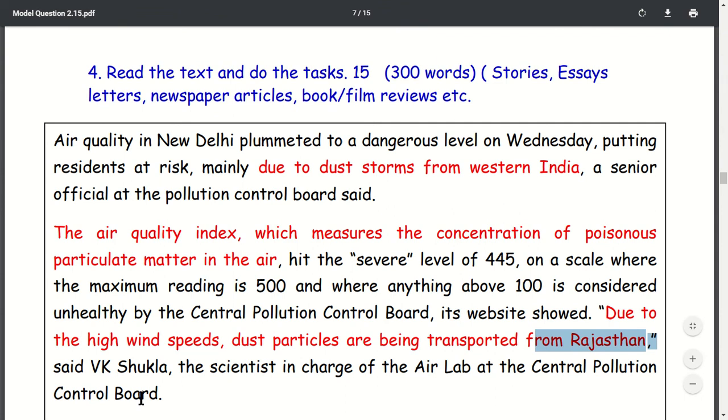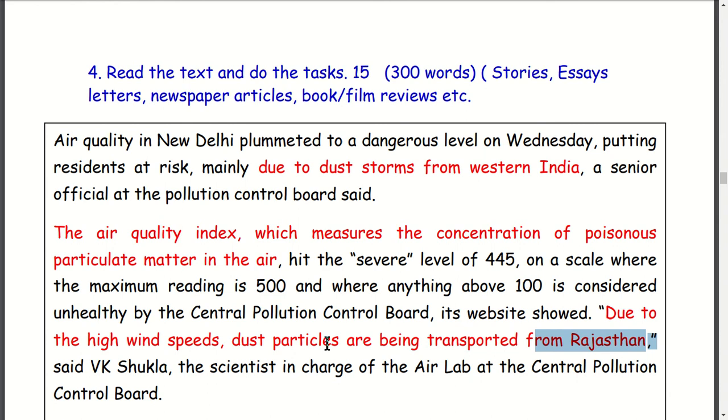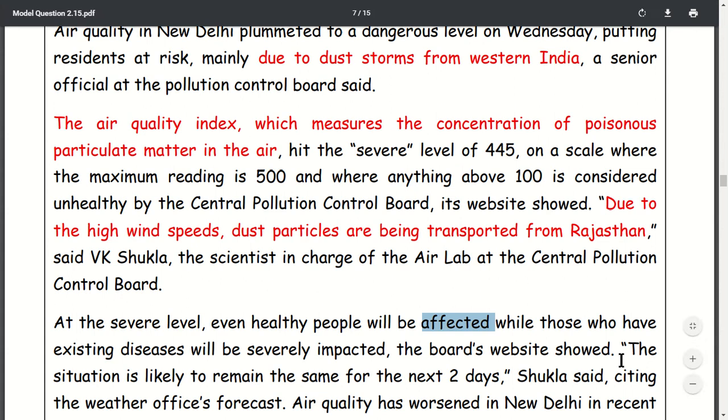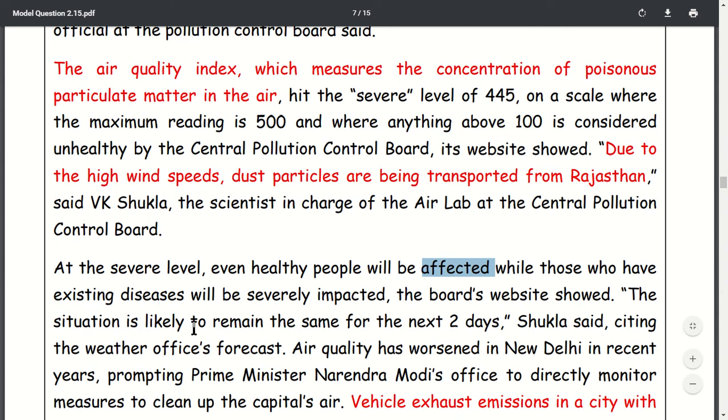V.K. Shukla, the scientist in charge of the air lab at the Central Pollution Control Board, said at the severe level, even healthy people will be badly affected, while those who have existing diseases like bronchial asthma, lung disease, diabetes or blood pressure, many other chronic diseases, will be badly affected. The board's website showed the situation is likely to remain the same for the next 2 weeks.